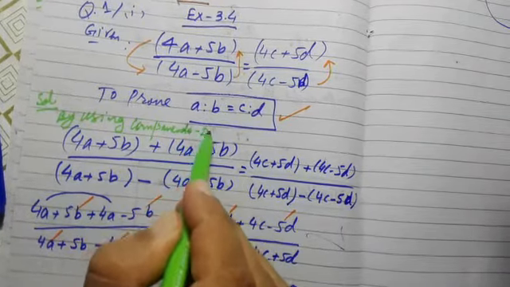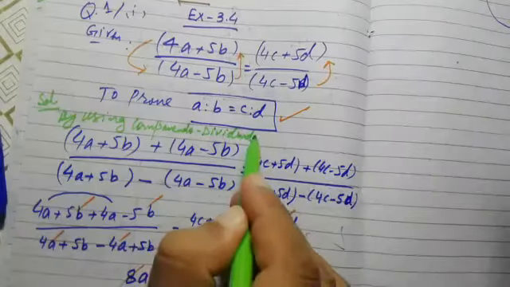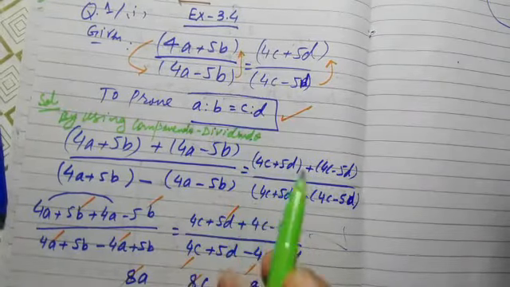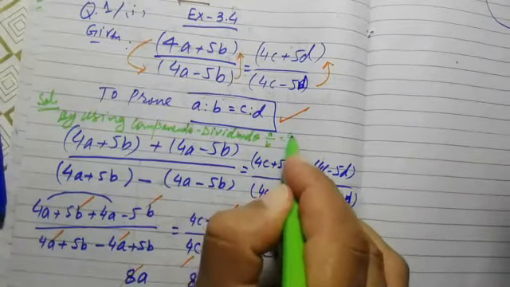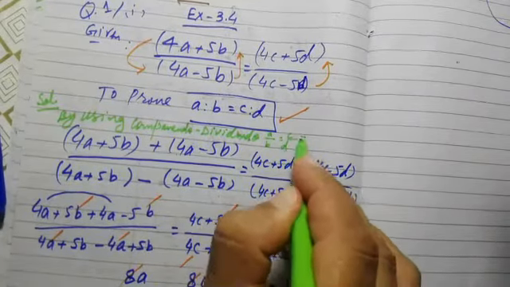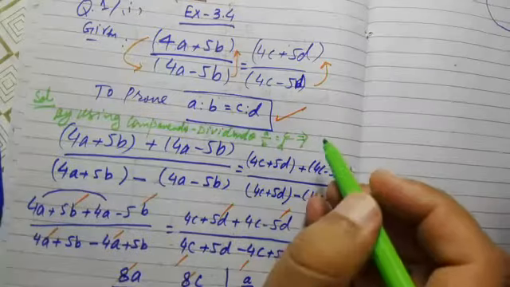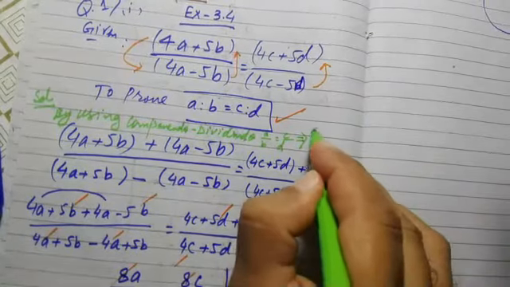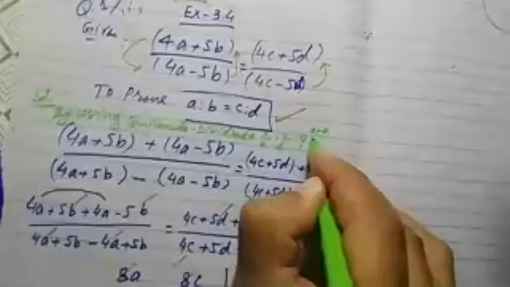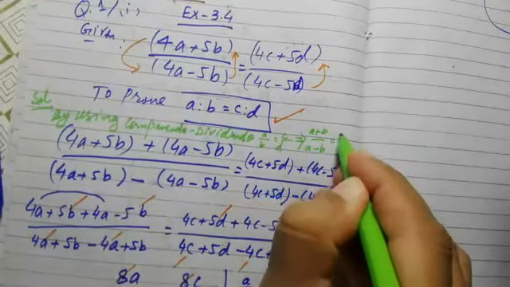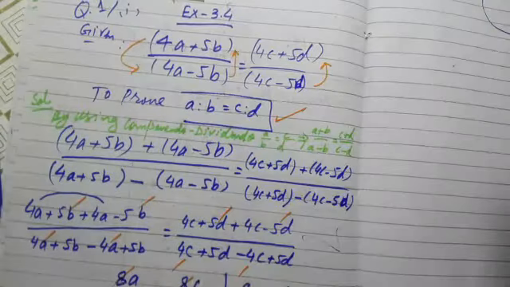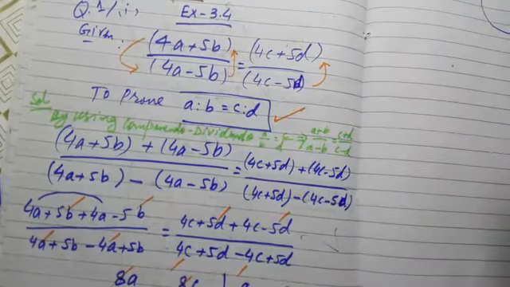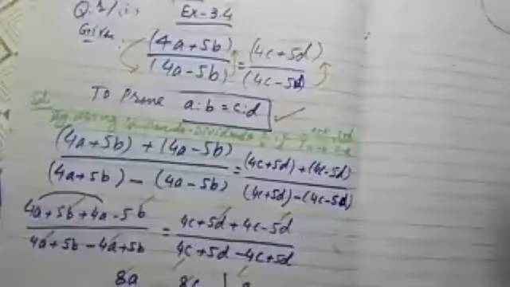So what was the componendo dividendo theorem? That was: A over B is equal to C over D, then this implies that A plus B over A minus B will be equal to C plus D over C minus D. So this is the reference of the theorem that we wanted to use, so that we can apply it to find the solution or the required proof.